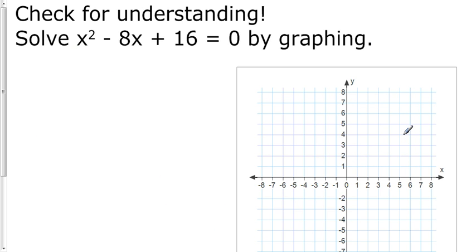Okay, so try this one, check for understanding here. I want you to solve by graphing, see what the parabola looks like, and figure out where the zeros are. In other words, where does the graph touch or cross the x-axis?